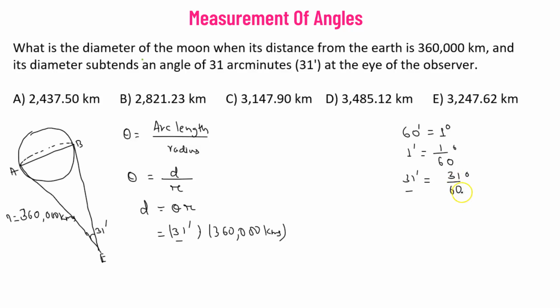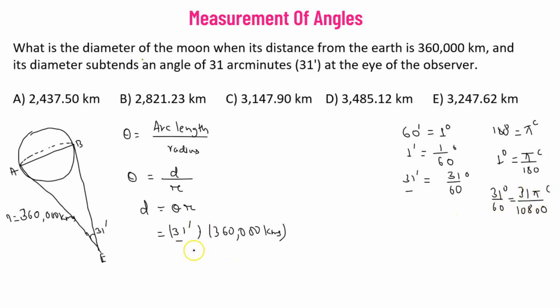And also we need to convert from degrees to radians. So here we know that 180 degrees corresponds to pi radians. So that means 1 degree is going to correspond to pi over 180 radians. But since we need 31 over 60 degrees, so 31 over 60 degrees is simply 31 pi divided by, so we have 60 times 180, so that's going to be 10,800. Right. So this is the value of our angle theta in terms of radians.